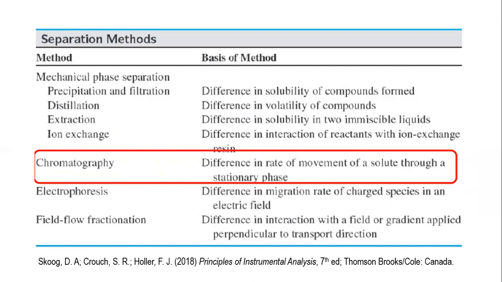So precipitation and filtration are the basic ways of separating compounds depending on the differences of their solubilities and their phases. So separating a solid from a liquid. Distillation, you've also discussed this back in Chem 16.1. In distillation, you are separating your compounds based on the differences of their volatilities.